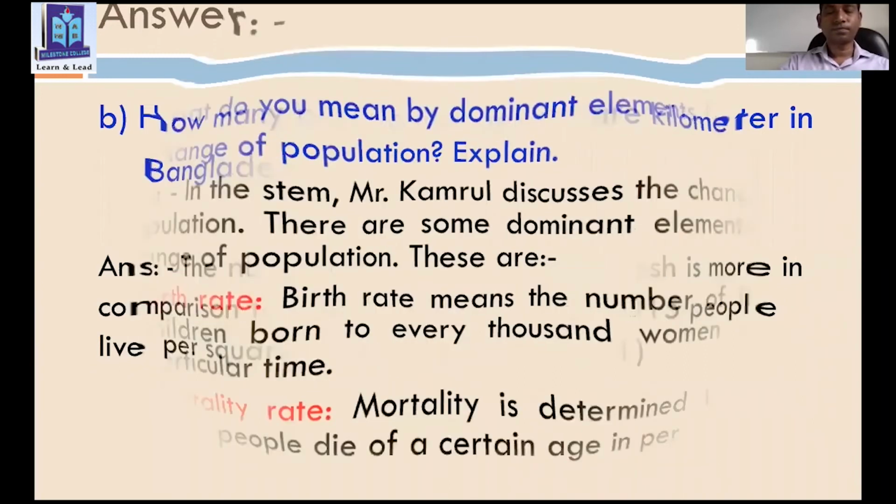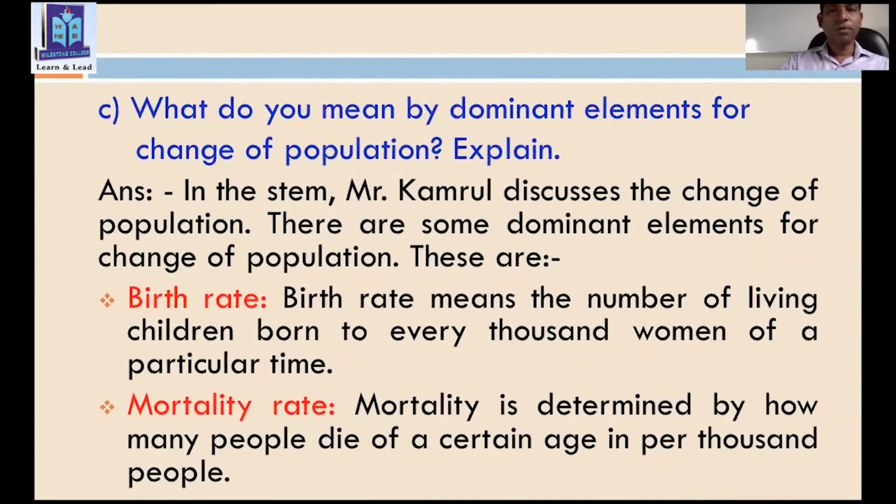Now, here is the question: what do you mean by dominant elements for change of population? Explain. Dominant main elements of population change. Here I have given the answer. In the stream, Mr. Kamrul discussed the change of population, right? There are some dominant elements for change of population. These are, first, birth rate. What is birth rate? Birth rate means the number of living children born to every 1,000 women of a particular time. Here I have given the answer.